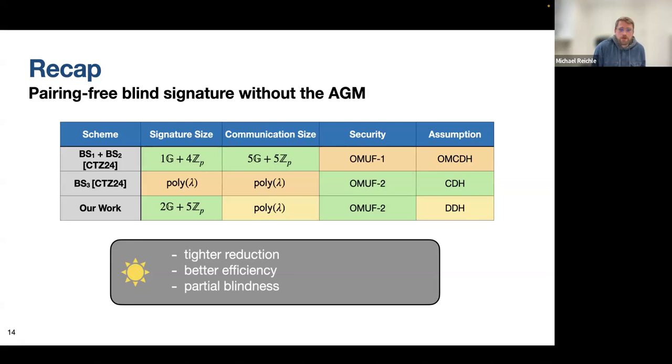Something I didn't mention, we also extended it to partial blindness, and this is roughly based on prior techniques, so I didn't want to go into too much detail here. And yeah, this would be it.